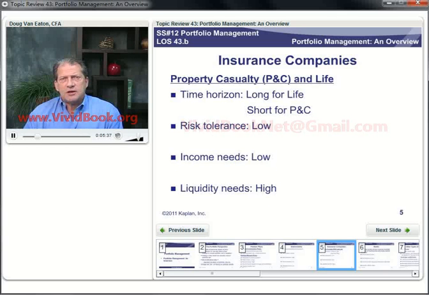Property and casualty companies expect to pay out on an annual basis a significant amount. Now there's going to be some surprises there, so the liquidity needs are high and the risk tolerance fairly low. People who pay for their insurance are looking for safety and stability in a company's ability to meet its liabilities. Income needs low. The liquidity needs are there to pay the claims, but other than that, the ongoing income needs are not significant.